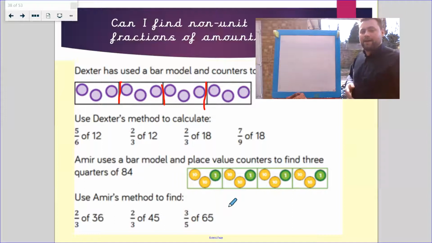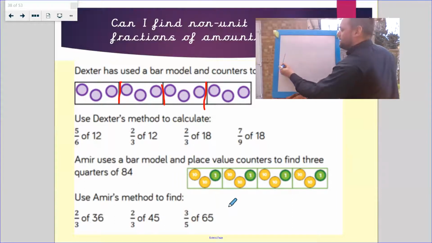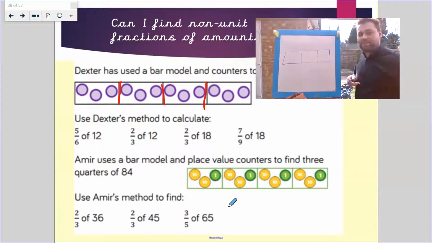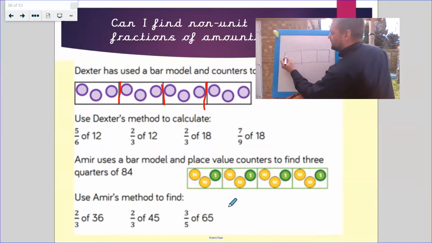Okay, welcome back. Let's do this one, okay? So again, we've got our bar, which is split into thirds. We are now trying to find 2/3 of 45. So we need to separate this into our 10s first. So let's put 10s in.